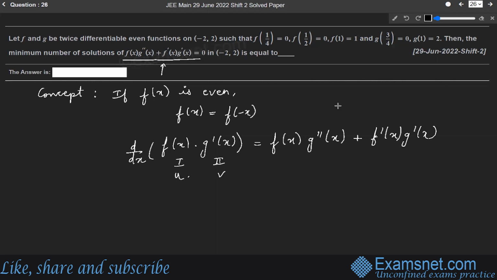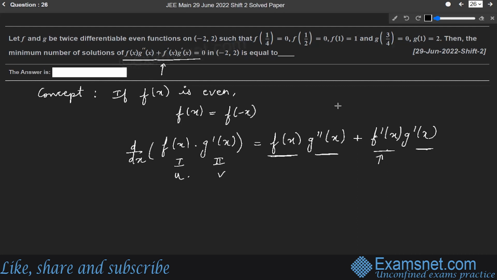So the basic formula of this differentiation is first into d by dx of second plus second into d by dx of first. So what is the first term? f of x. First into d by dx of second. d by dx of g dash x will be g double dash x plus second. What is the second term? Second term is g dash x into d by dx of first. What is d by dx of f of x? It is f dash x. So this term is basically equal to the differentiation of f of x into g dash x.